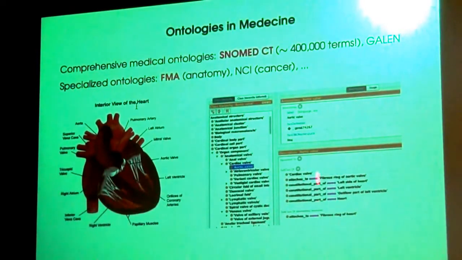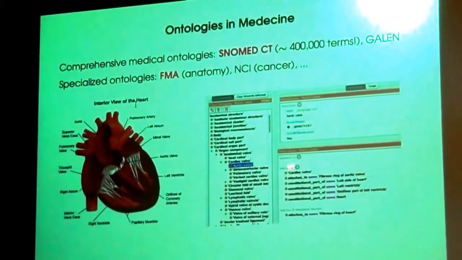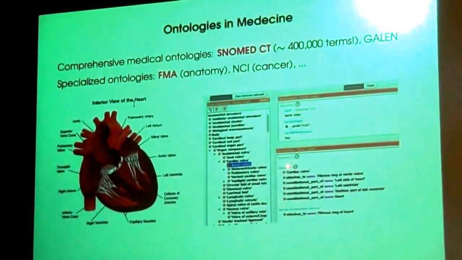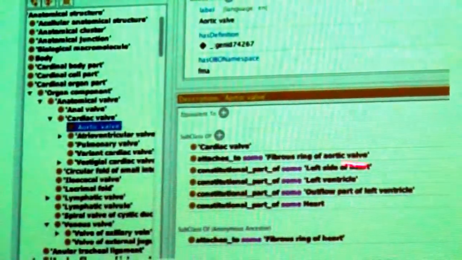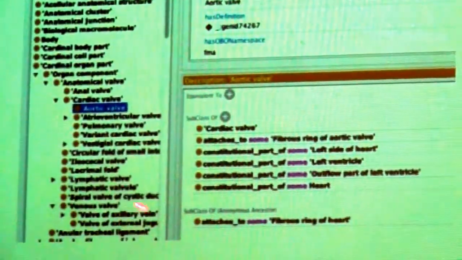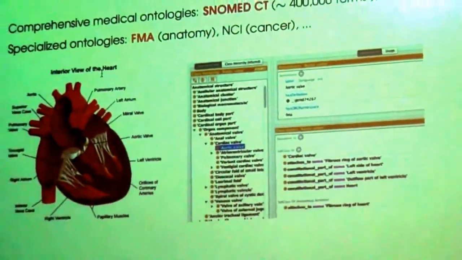And on this side you actually see, in an ontology editor, a part of this ontology. It's a bit hard to read, but here I've zoomed into the concept aortic valve, which is what you see here in the picture. And you can see some statements about it. It's a subclass of cardiac valve. It is a part of the left ventricle. It attaches to the fibrous ring of the heart. I don't know what that is, but you can see that with our ontology, we're able to describe many different relationships in anatomy. Okay?